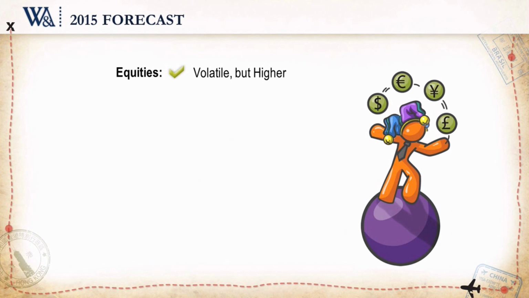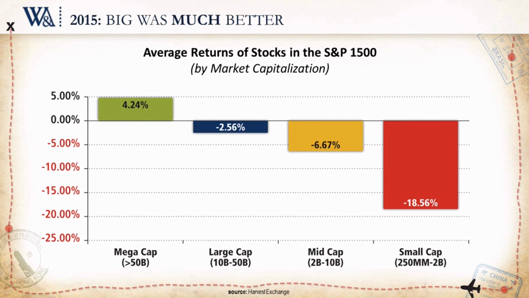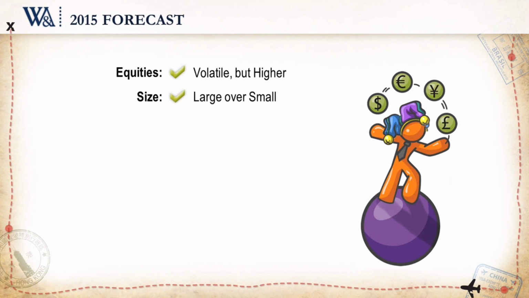In terms of size, we expected that nervous investors would look for comfort in larger companies over smaller companies. That was indeed the case. This divides 1,500 stocks in the S&P 1500 into really large, sort of large, kind of mid-size, and small. And you can see if you held small stocks last year, it was very difficult. If you held mega cap stocks, you had an okay year. Obviously, a very thin market. And we'll talk more about that in a minute. So big was much better in 2015. Give ourselves a check mark there.